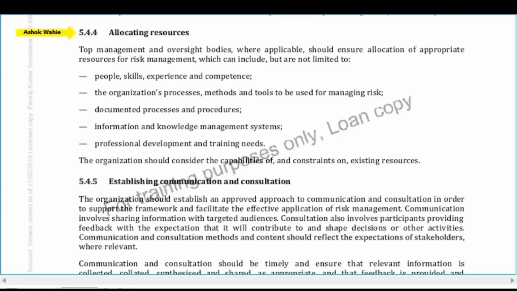Do you have a risk assessment process? Do you have a process for the risk treatment plan? Do you have a process for monitoring? Do you have a process for reporting? Do you have a process for recording and reporting the high, top-right risks to the organization? Okay. Then one of the most important resources is the information and knowledge management system.